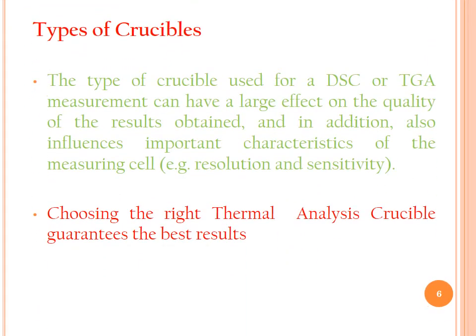Now let's see the various types of crucible. The type of crucible used for DSC or TGA measurement can have a large effect on the quality of the results obtained, and in addition also influences important characteristics of the measuring cell, for example resolution and sensitivity obtained during the thermal analysis of any type of material under investigation by any type of thermal analysis like DSC or TGA.